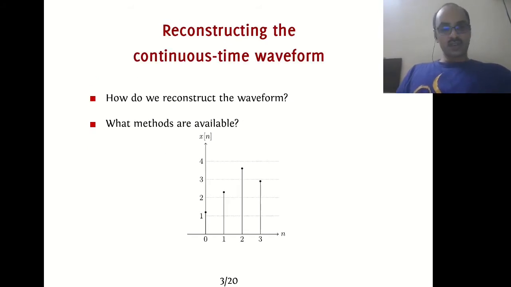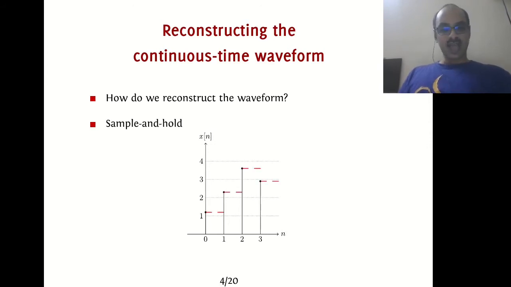So the focus is on reconstructing the continuous time waveform. How do we reconstruct the continuous time waveform? We will take this example of this 4-point sequence which we had earlier. As you can see, we have 4 non-zero values. Of course there could be more, but I am looking only at these 4. Now, we don't know what is between 0 and 1, 1 and 2, 2 and 3. So let us try to make some educated guesses.